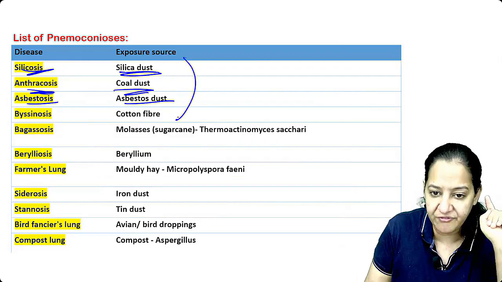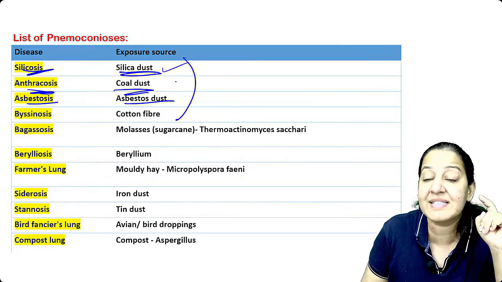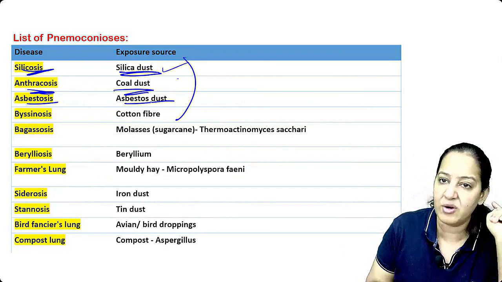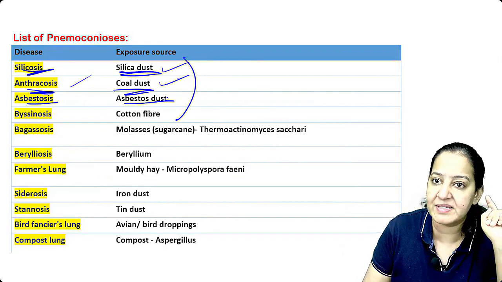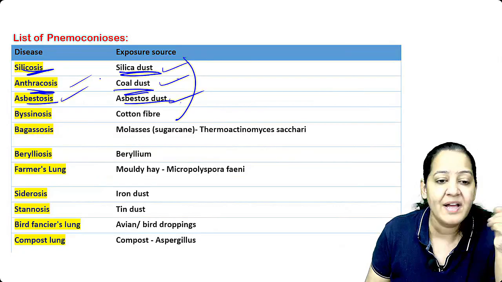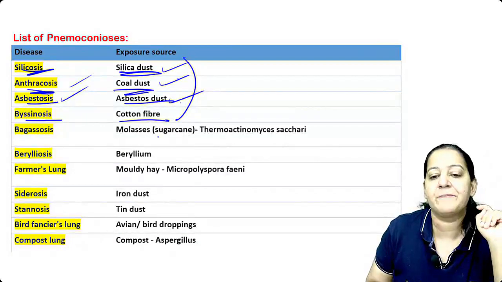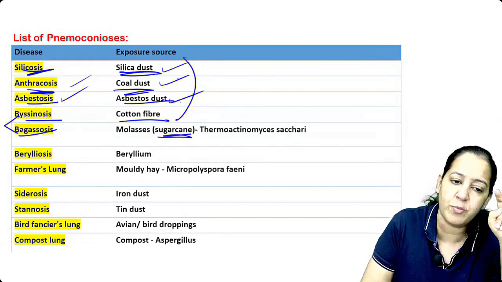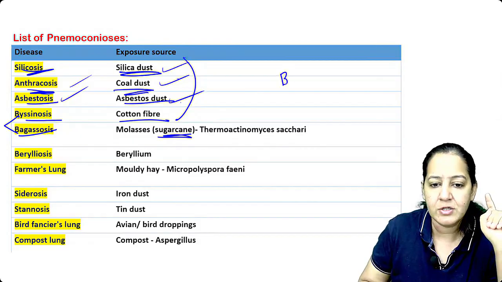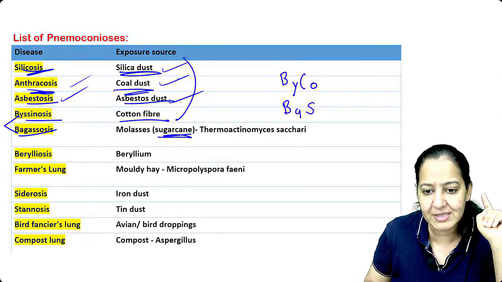So different factories, different companies, different industries use different things. Someone working in a silica factory will have silicosis. Someone working in a coal factory will have anthracosis. Someone working in an asbestos factory will have asbestosis. Cotton fiber leads to byssinosis and sugarcane leads to bagassosis. How will you learn? For byssinosis and bagassosis, repeated PYQs come. So byssinosis is due to cotton and bagassosis is due to sugarcane.